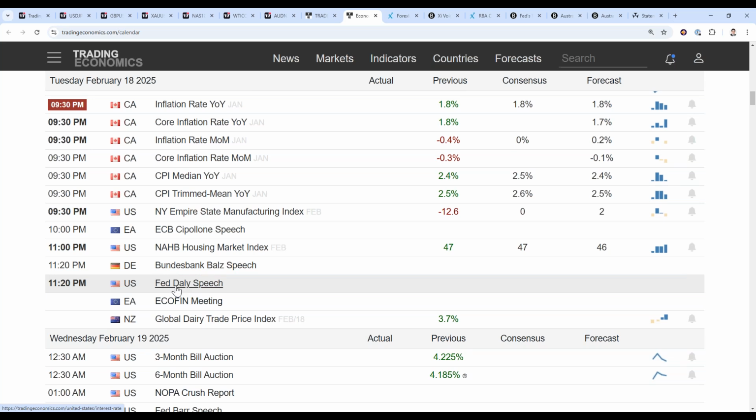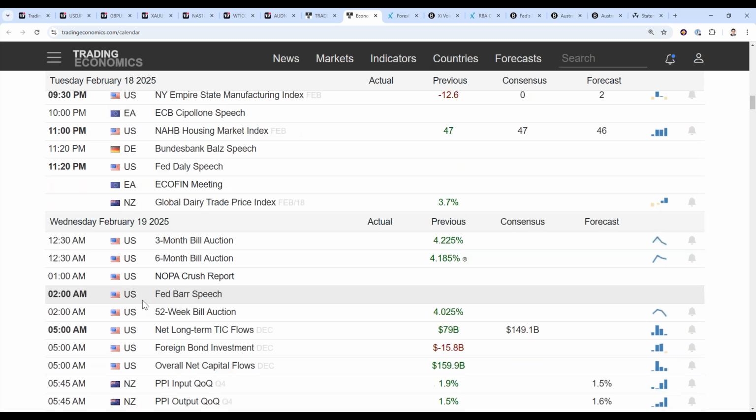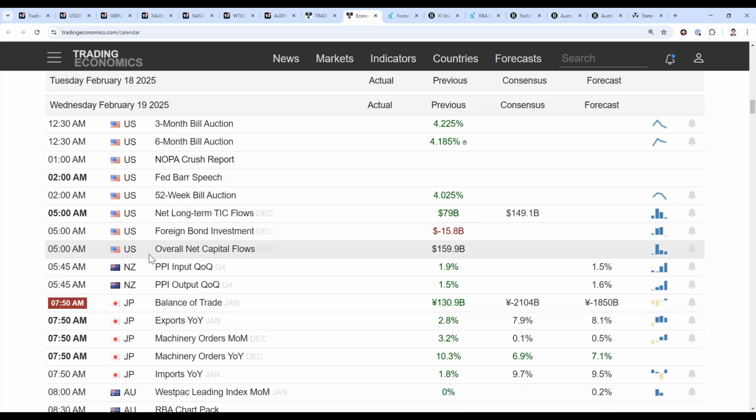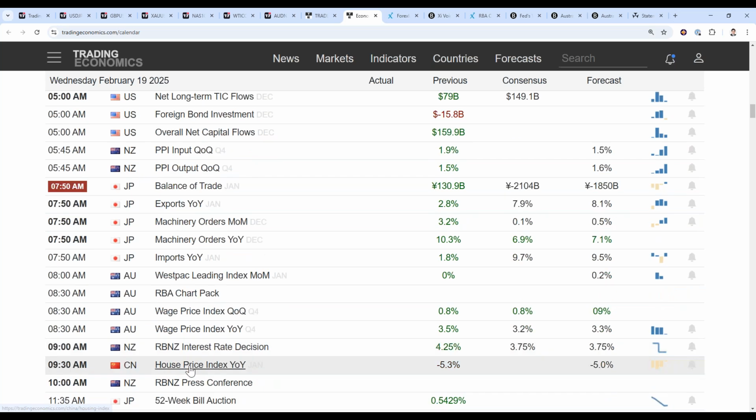Singapore time. And also stretching up into the early Asia session at 2 a.m. Singapore time tomorrow, Wednesday, another Federal Reserve official speaking, Fed Barr speech at 2 a.m. Singapore time. And with that, from here, we do have 9 a.m. the important RBNZ interest rate decision that could impact the cross rate of the Aussie dollar from here as well.